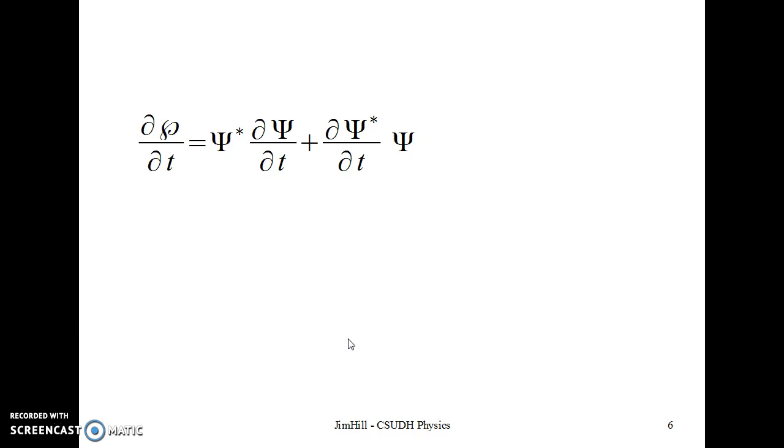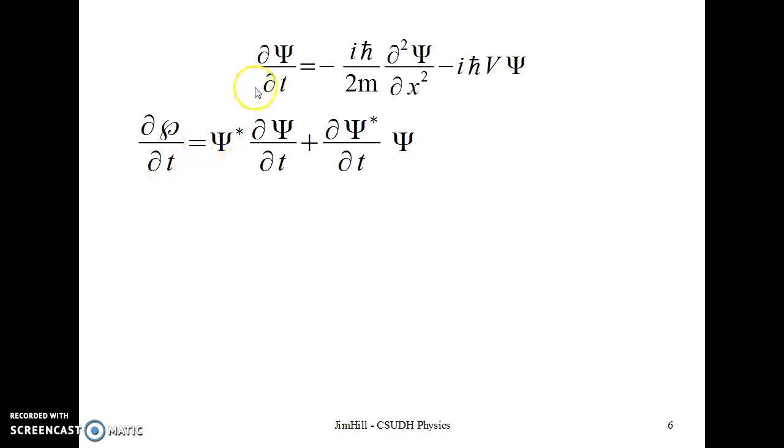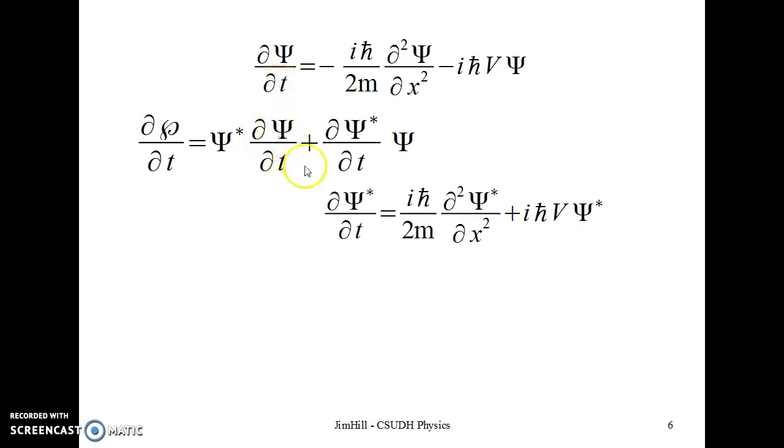Excuse me. The time derivative of the probability density function, that was something we said we needed a few pages ago. I can write that out. And when I take what I had on the previous to previous page for the time derivative of psi, I'm going to stick that in there. And for the psi star, the complex conjugate, I'm going to stick that in there.